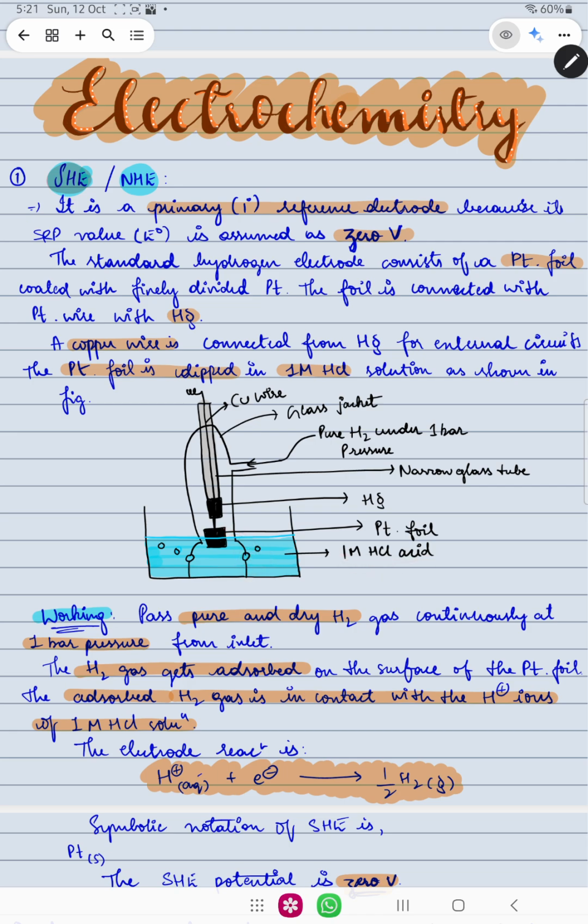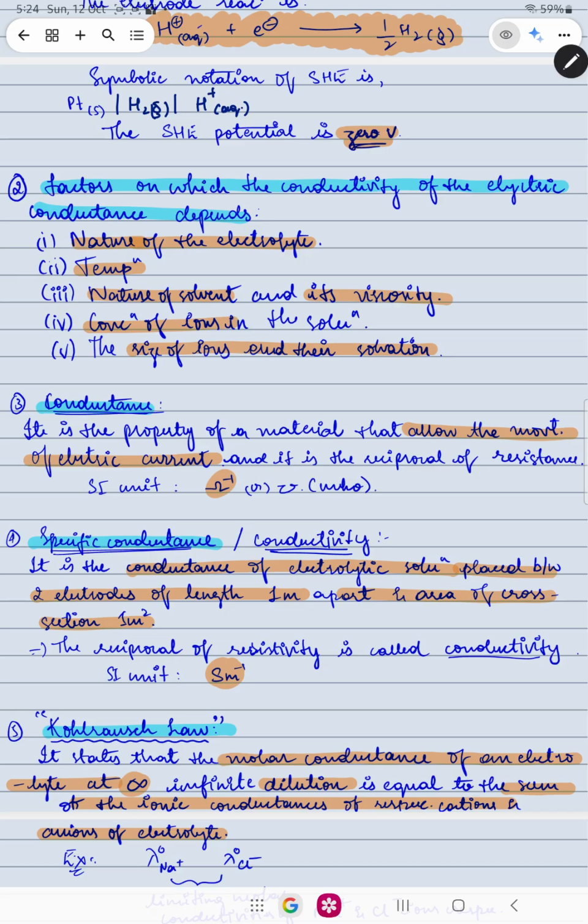Now the electrode reaction is H plus aqueous plus electrons to form half H2. Okay, this is the electrode reaction. The symbolic notation of SHE is platinum solid, H2 gas, and H plus aqueous. The SHE potential is 0.